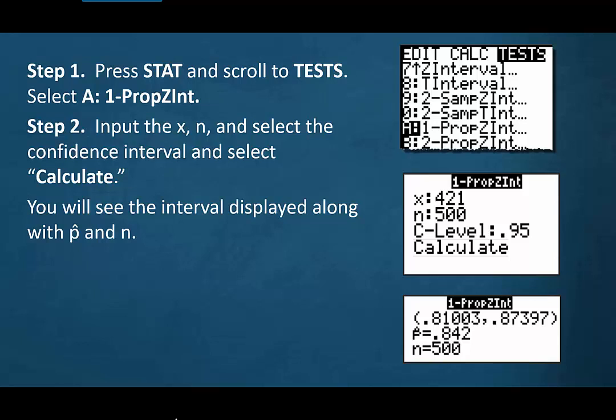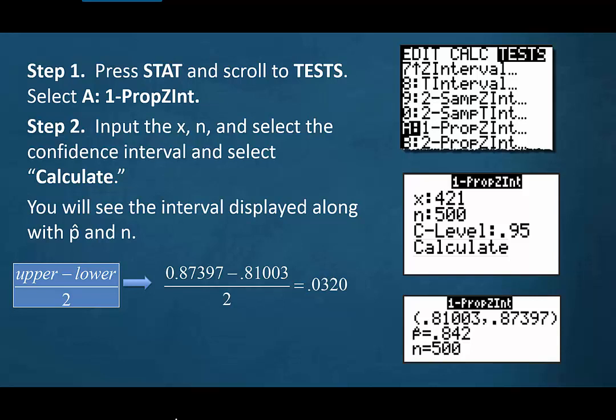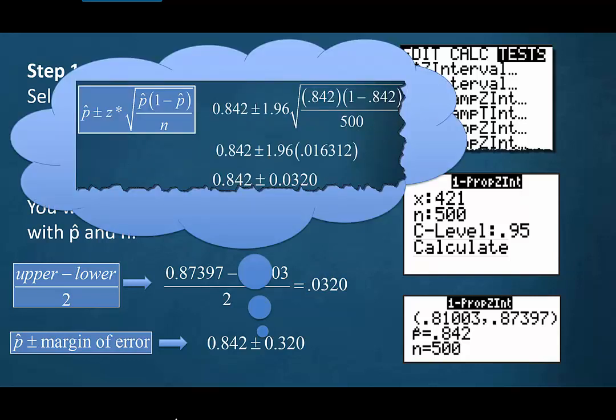Now, what if all of the choices on a test or on the AP test are in the plus minus format? So we need to determine the margin of error, or maybe they just ask what's the margin of error. The calculator output doesn't give us the margin of error. It gives us the interval. Well, we can figure this out, right? We just do the upper minus lower divided by 2. That's going to give us the margin of error, 0.0320. Same thing we obtained when we did this by hand, right? So we did p hat plus or minus margin of error, 0.842 plus or minus 0.0320. So recall this is the same as we obtained by hand.